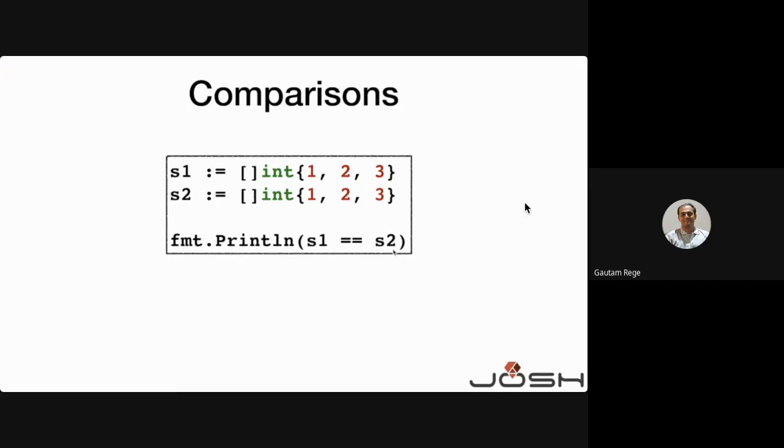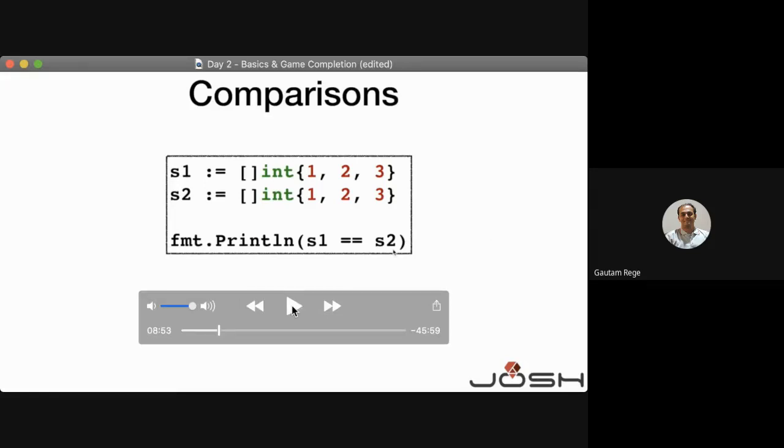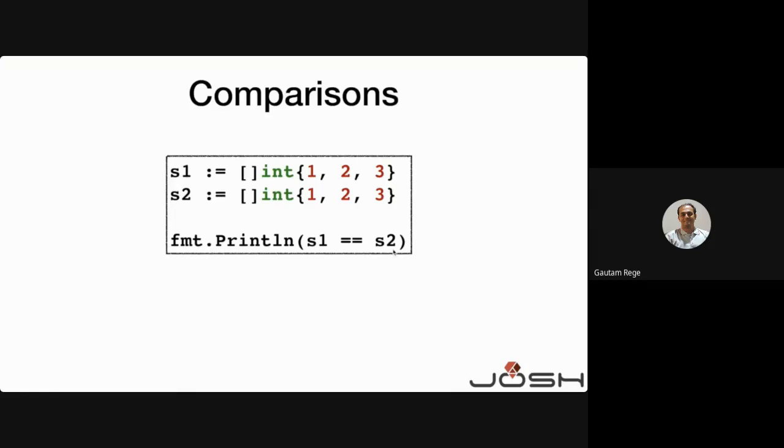Let's try this again. Now, instead of comparing an array, I'm comparing a slice. What do you think is the output? Take a guess. It should be false. I think now it will be false because now you are comparing addresses.